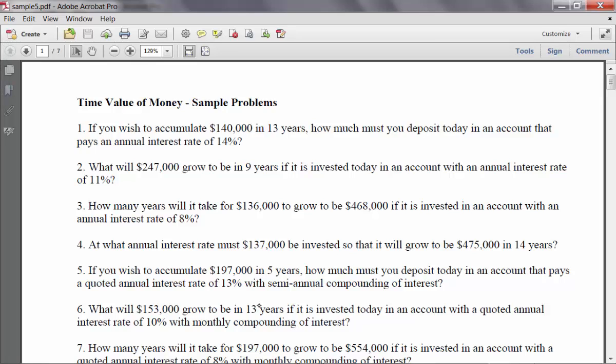Now these examples will start off in level of difficulty rather easy, and they'll move to a little bit more difficult. So number 1: you wish to accumulate $140,000 in 13 years. How much do you need to put in the bank today, or in the account today, if it pays an annual interest rate of 14%?